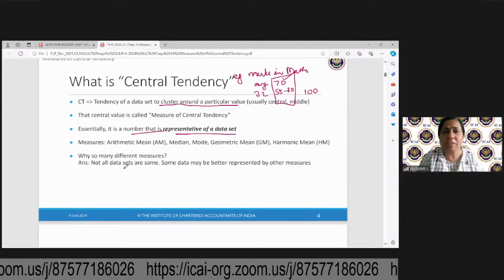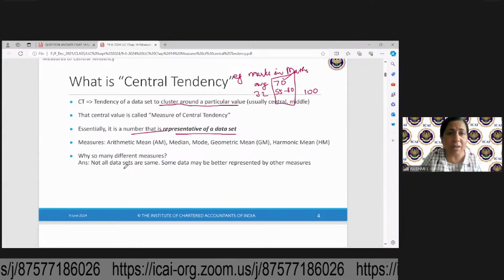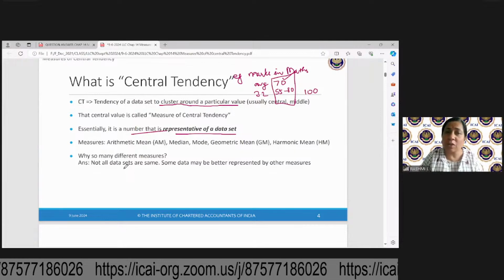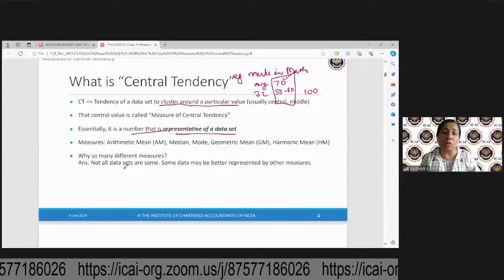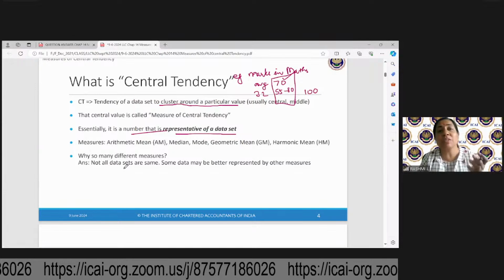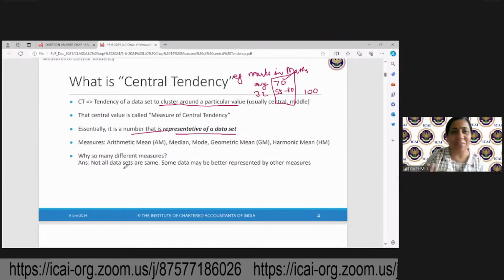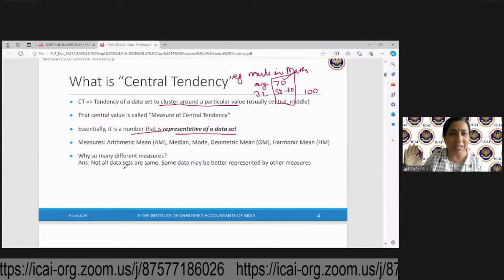But if I have simple hard-crunching data, like this data of marks or heights, what should I go in for? I should go in for the arithmetic mean. Why I should follow the arithmetic mean is because it's simpler to understand. Like all of us, right from the time we started school, I have been doing arithmetic mean.